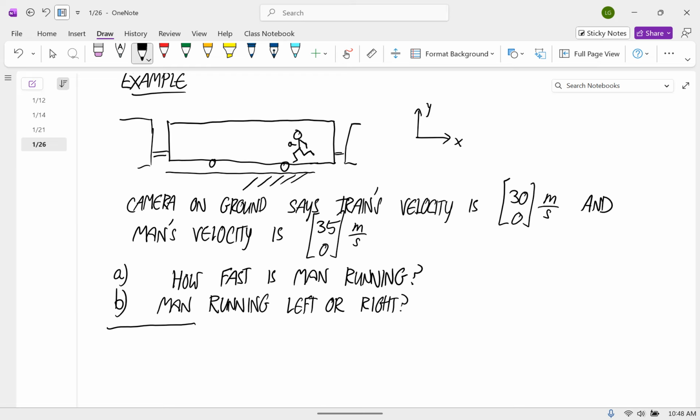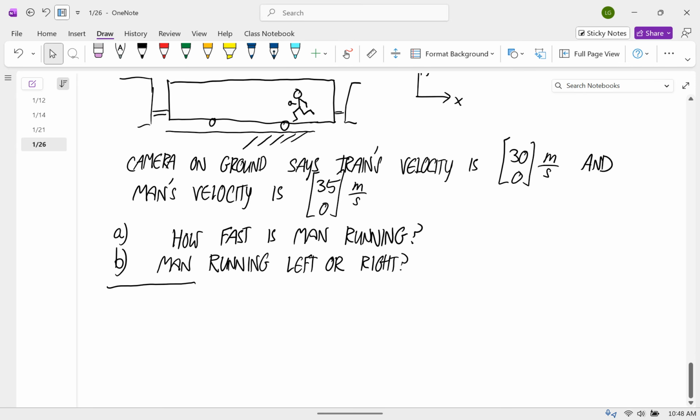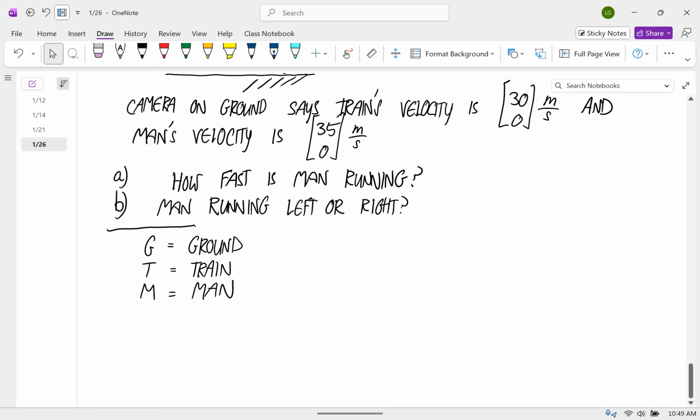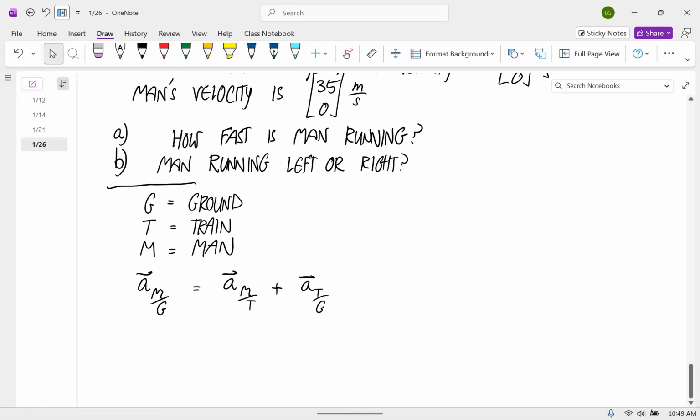Okay, so in this example, is there an object and a vehicle and a ground? Yeah, so I'm going to say G is ground, T is train, M is man. And I'm going to write this as the acceleration of the man relative to the ground is equal to the acceleration of the man relative to the train plus the acceleration of the train relative to the ground. And you can see fraction multiplication works with that. So this is a valid relative motion equation. And we're doing velocity, not acceleration. So change these all to V's.